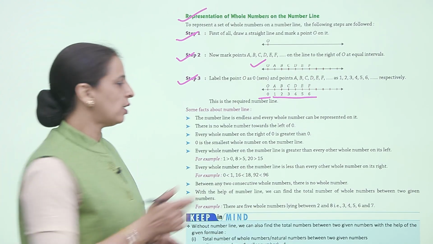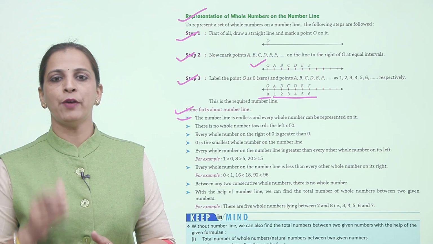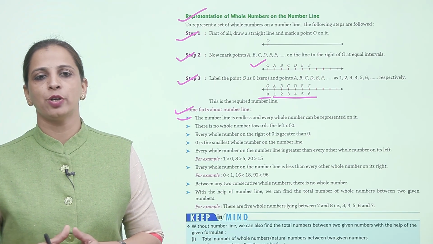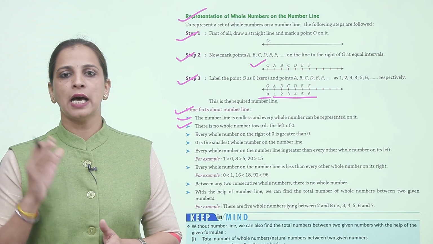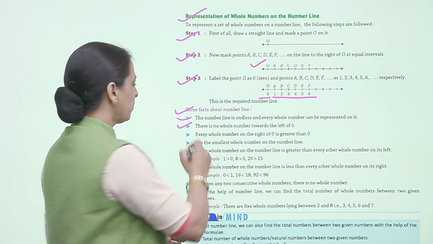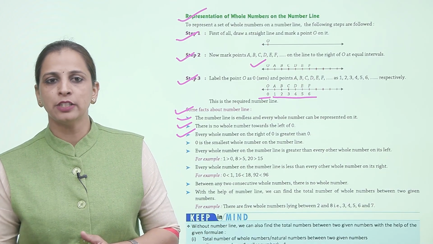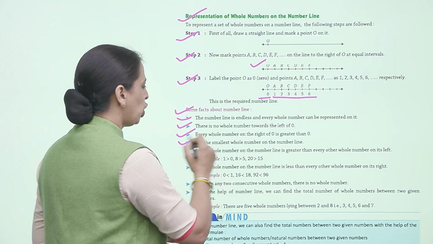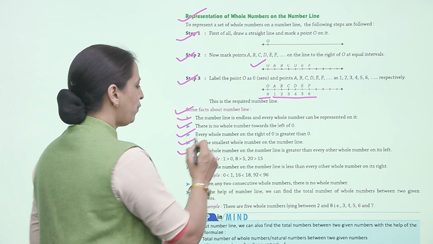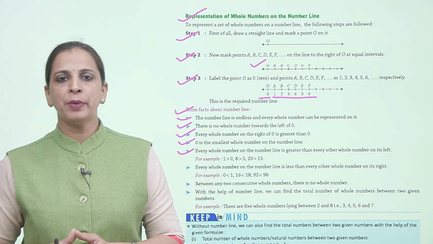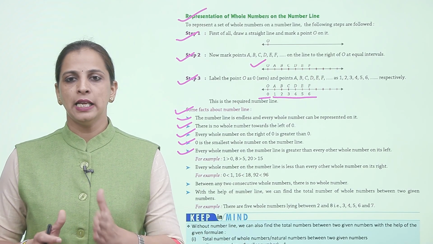Some facts about a number line. First, the number line is endless and every whole number can be represented on it. Next, there is no whole number towards the left of 0. Next, every whole number on the right of 0 is greater than 0. Next, 0 is the smallest whole number on the number line. Next, every whole number on the number line is greater than every other whole number on its left.